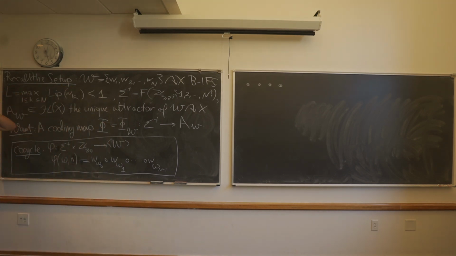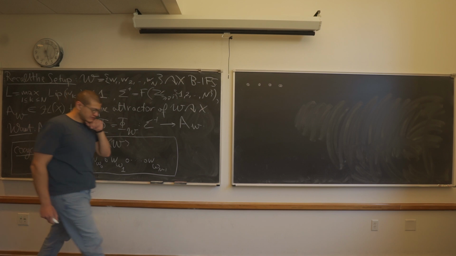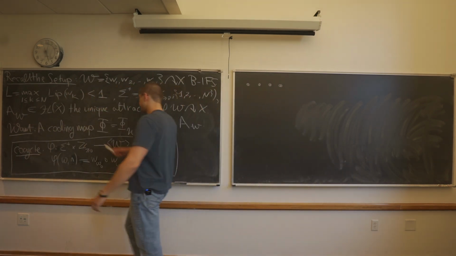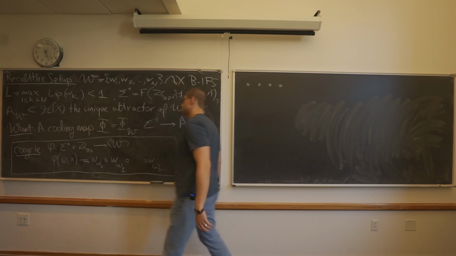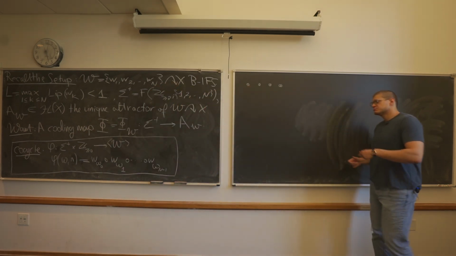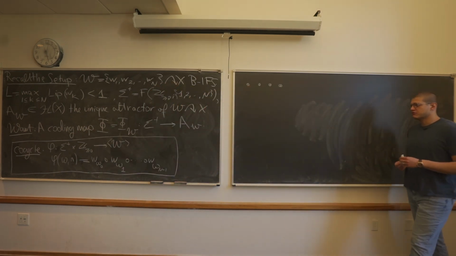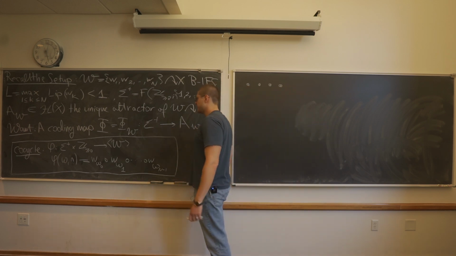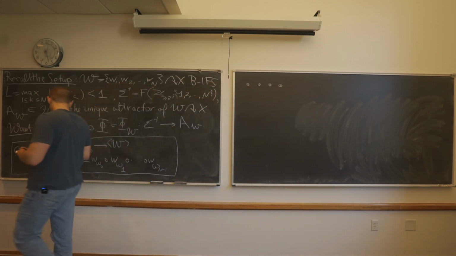So today we're going to get back to these B-IFSs, the coding map, its construction that we need to do. There's a theorem, which I'm calling the Hutchinson coding theorem, that basically gives certain properties for this coding map, and that's going to be important later as well.